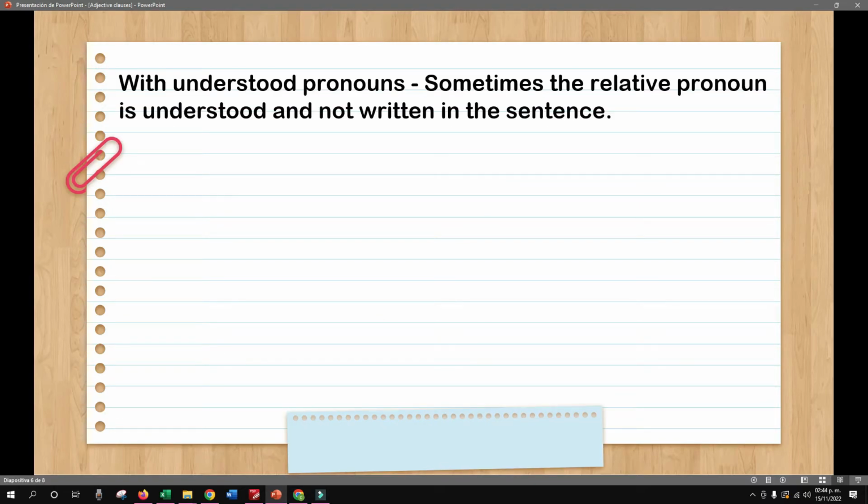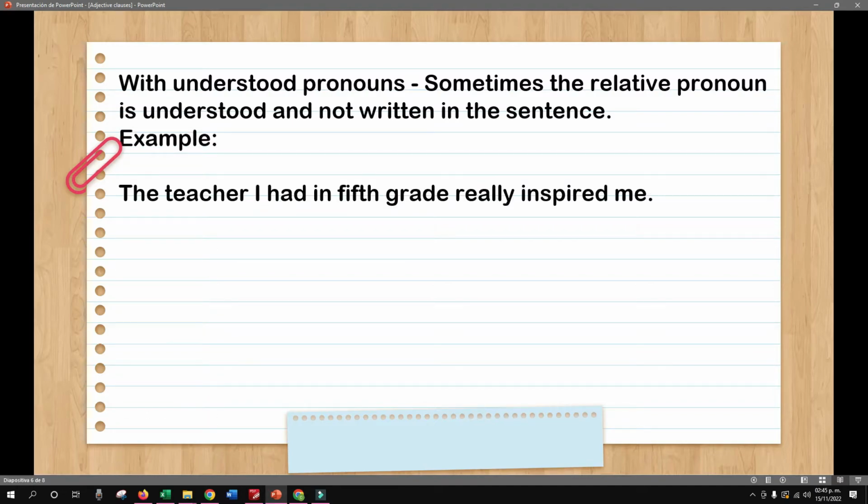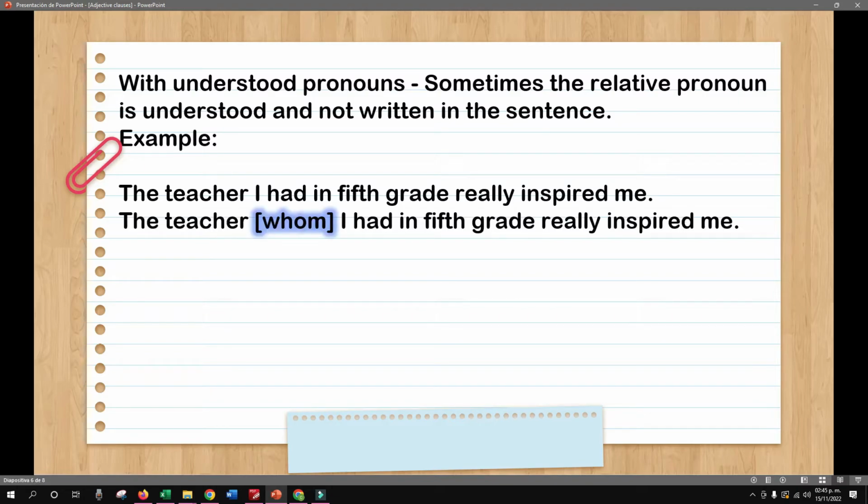With understood pronouns, sometimes the relative pronoun is understood and not written in the sentence. For example, the teacher I had in 5th grade really inspired me, right? So you are omitting what? The adjective clause or the relative pronoun there. You can say it: the teacher whom I had in 5th grade really inspired me.